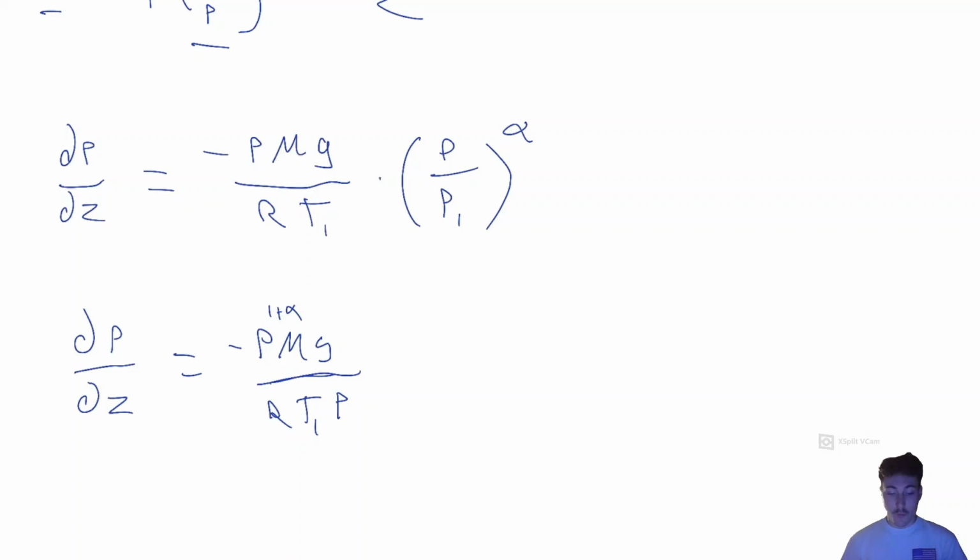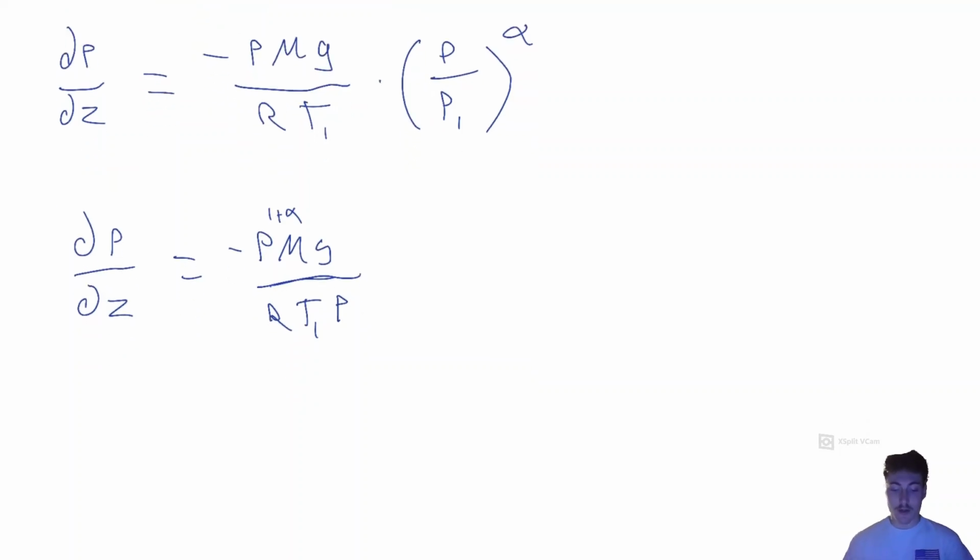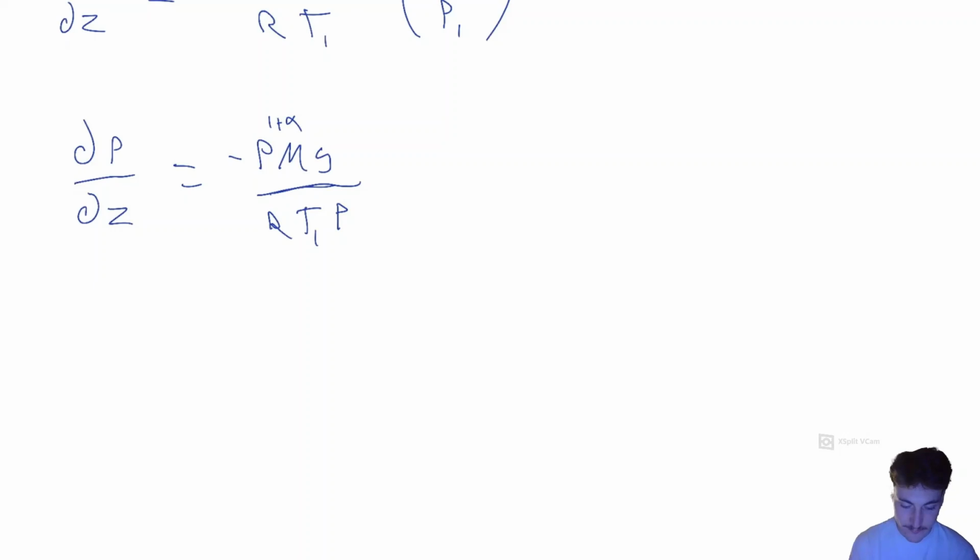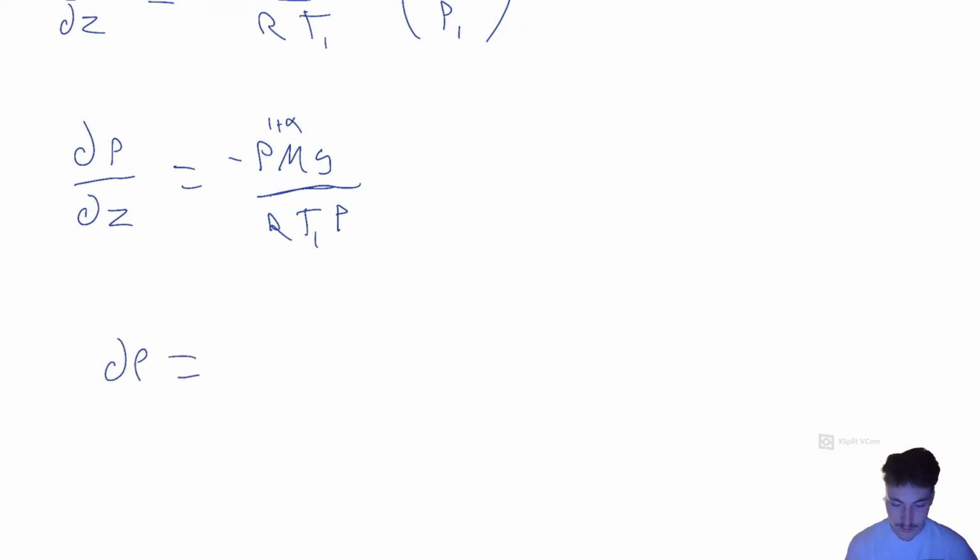From here we can move the dz over to one side and move the P over to the other side, and we're actually going to take the negative P just to get rid of the negative. We'll keep the dP over here, and we'll do this step by step. So then the P will go away, but we have mg over R T1 P, and then dz.